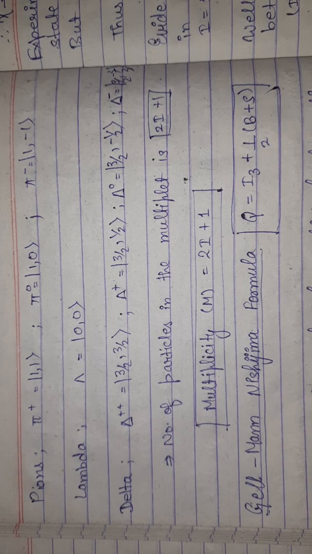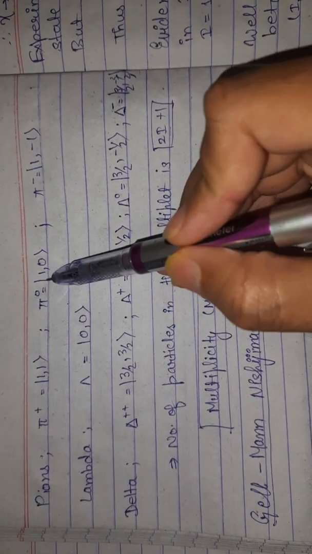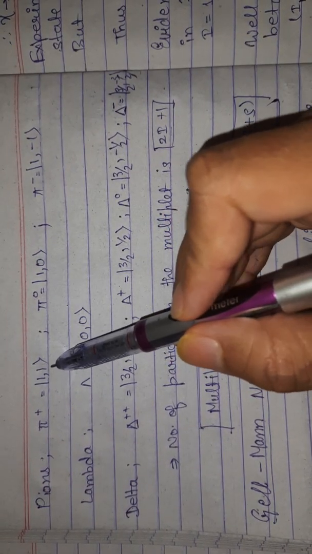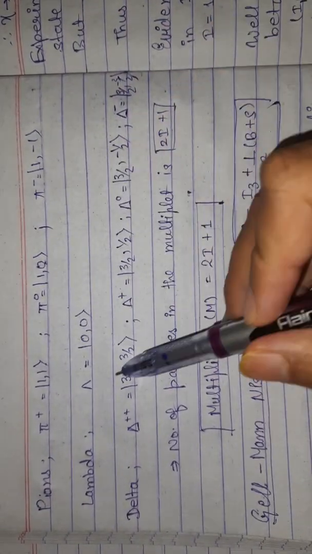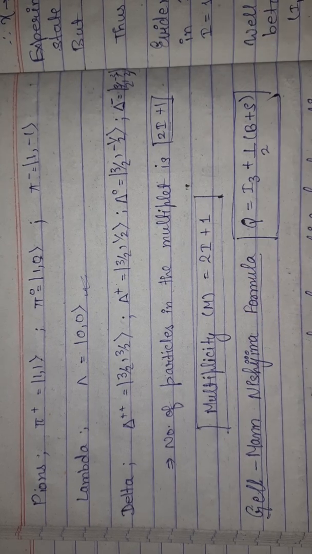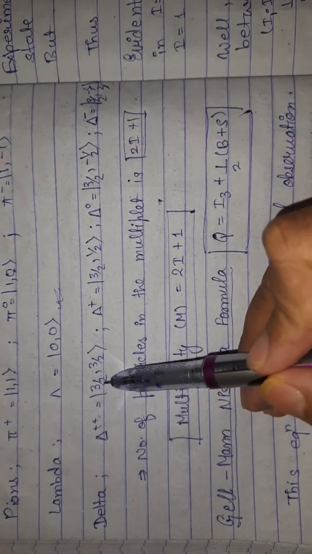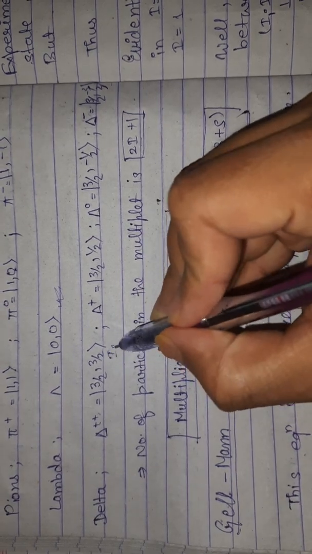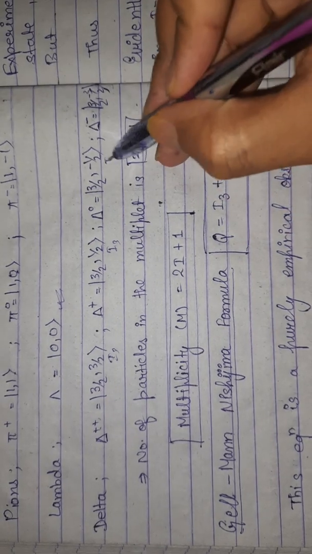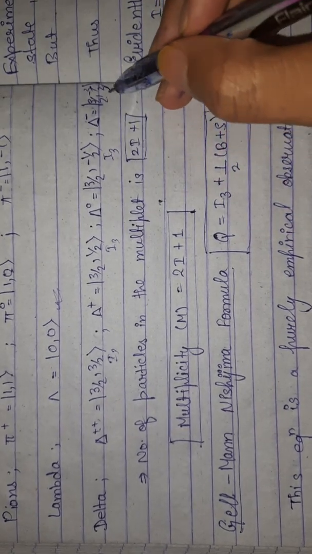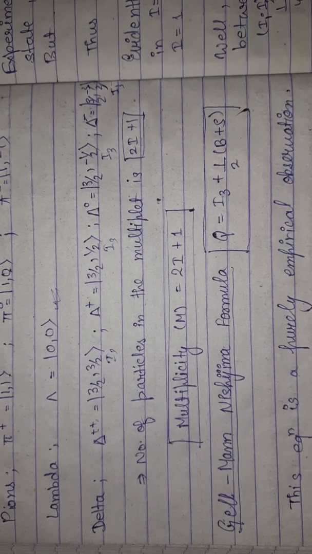Those were the protons and neutrons. Now we are looking at the pions. Pions have an isospin of 1, and they can be subdivided by the third component of isospin, that is 1, 0 and minus 1. Similarly for lambda, it is only 0, 0. In the case of delta, we have delta plus plus, which belongs to isospin 3/2, and the I3 component is 3/2. For delta plus the I3 component is half. For delta naught the I3 component is minus half. For delta minus the I3 component is minus 3/2.